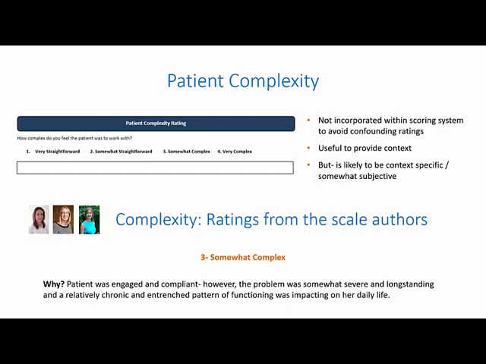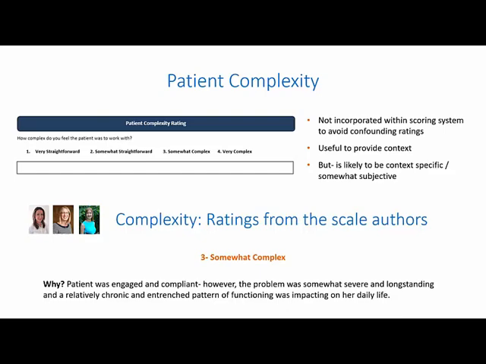However, we did think that it was important to include a complexity rating to provide some contextual information for the assessor. For example, within the context of a training course or within the context of supervision, the assessor may ask for the therapist to submit a more complex case with a slightly different presentation for their next recording.